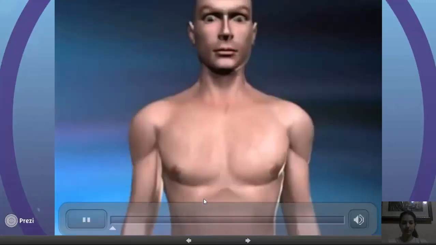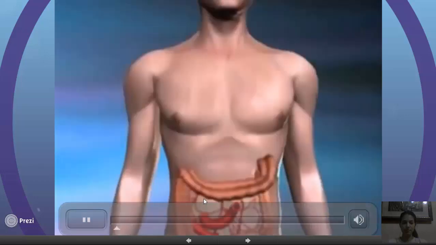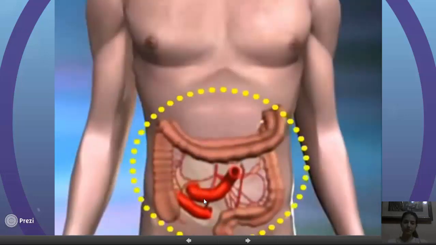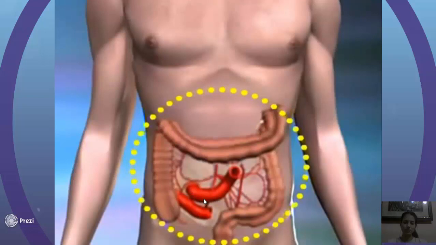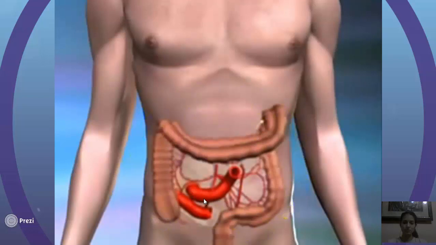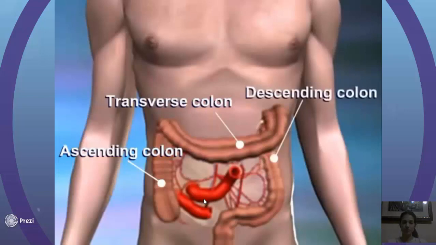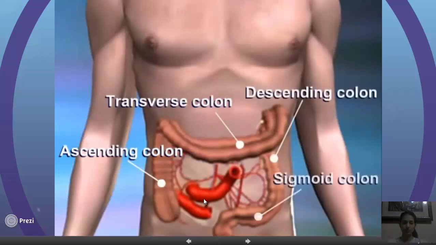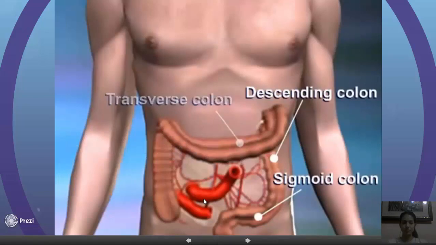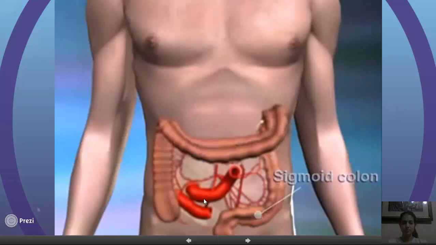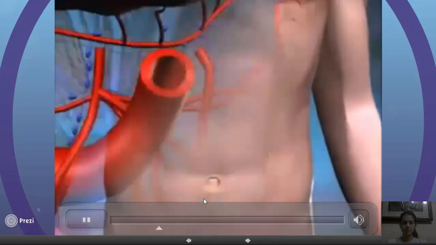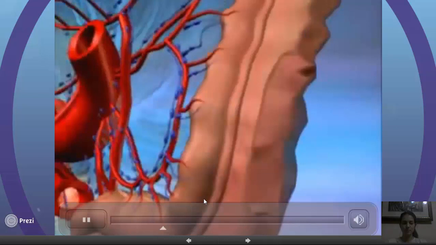The large intestine, or colon, is a part of the gastrointestinal tract that makes and stores stool. It includes the ascending colon, transverse colon, descending colon, and the sigmoid colon. The cause of cancer is an uncontrolled multiplication of cells lining the colon.